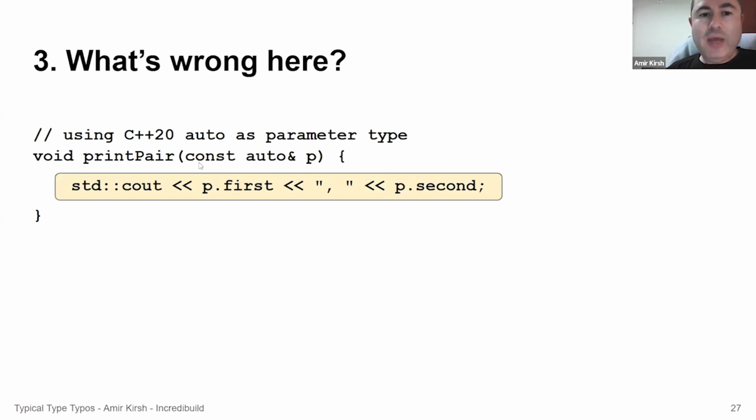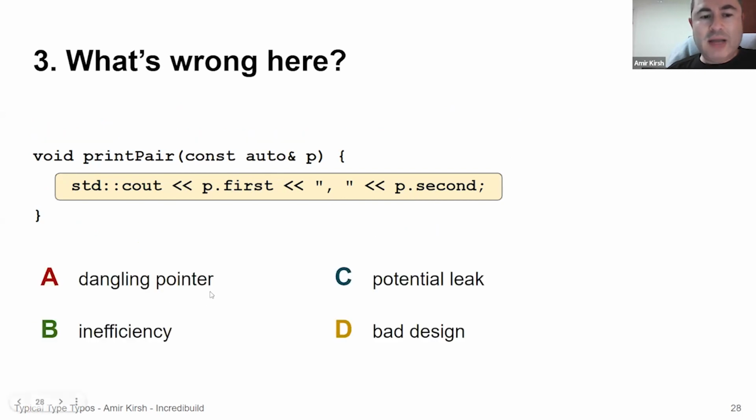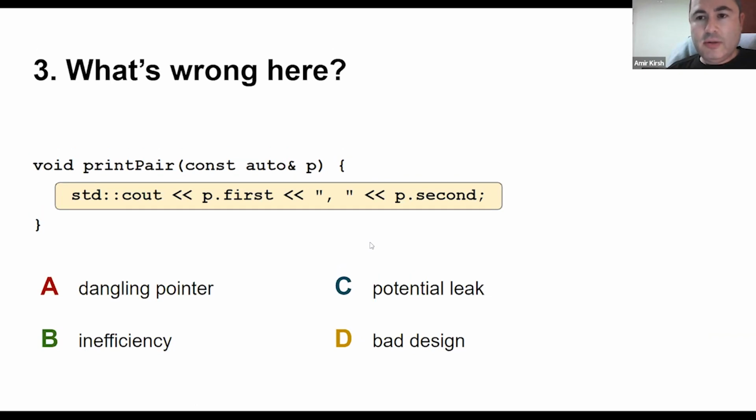What's wrong here? We have a print pair function getting an auto argument. Let's assume that we use auto here because we're using C++20, which allows us to use auto on the parameter, and we print the first and the second of this pair. What's wrong? And the answers are dangling pointer, inefficiency, a potential leak, or bad design. What is the problem? You can cast your vote, and we will discuss it in a moment.